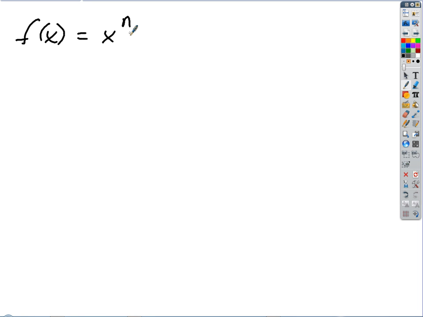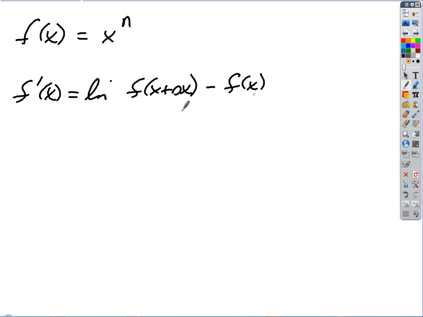So we start at the same place we always do, right? If that's f of x, f prime of x, once again, is the limit of f of x plus delta x, that's good, f of x plus delta x. Okay, so that's easy. f of x is just x to the n. What's f of x plus delta x? x plus delta x, that quantity to the nth power.